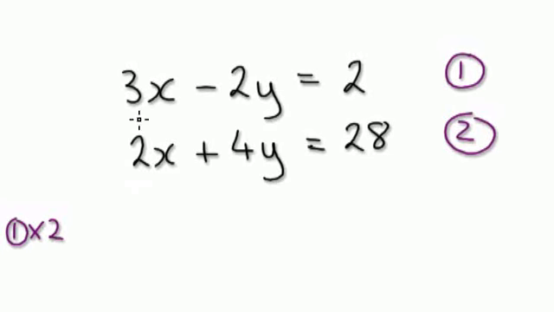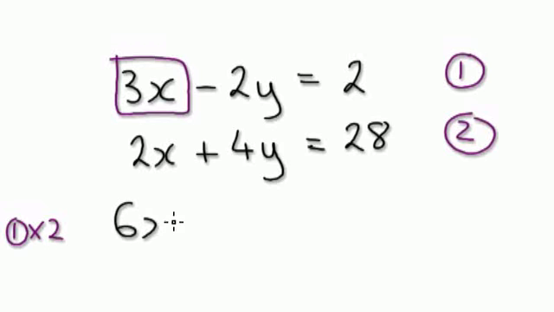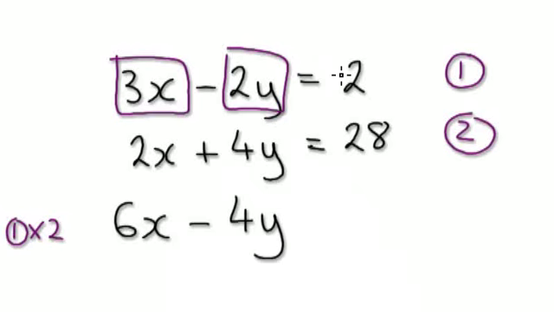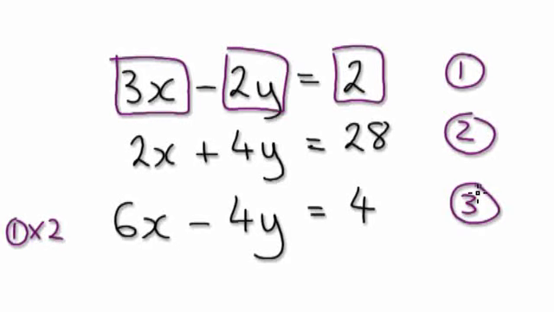Okay, so this times by 2 will give us 6x, and then this times by 2 will give us minus 4y, and now we've got to times this by 2 as well. So this will be 4. Let's call this equation 3. Okay. Now look at this. You can see that you've got 4y here and 4y here.